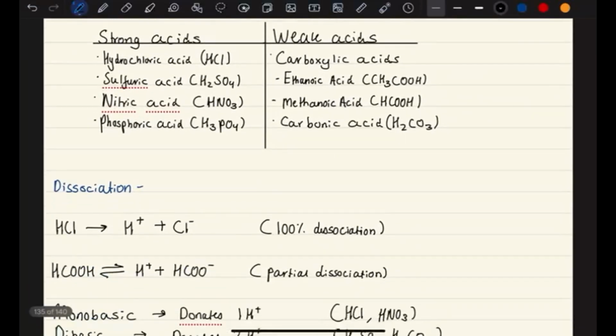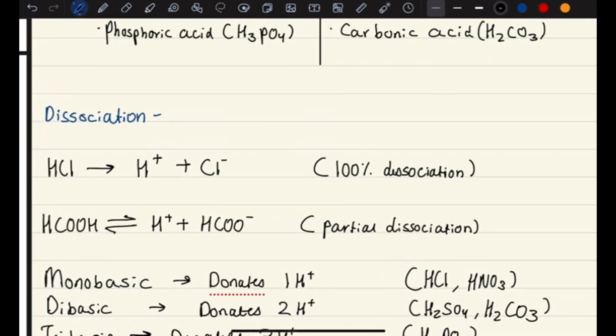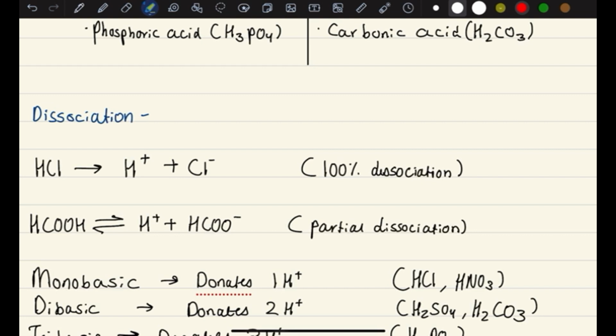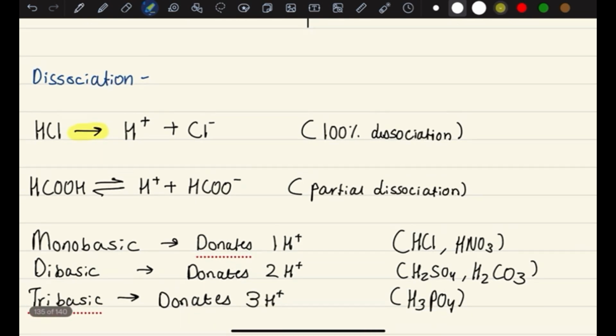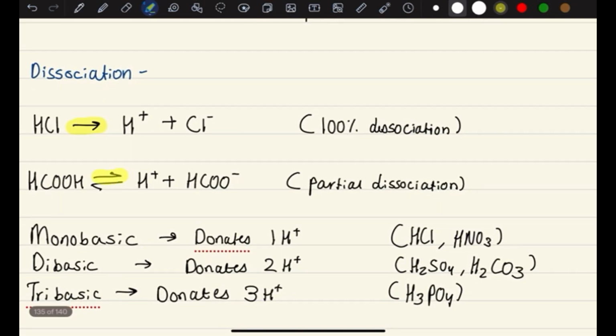Cool. Now, I just wanted to show an example of dissociation. So in dissociation, what you're going to see is you have your acid, it's going to split off into its ions. So that's kind of what dissociation is, splitting into ions. And you've got a H plus ion and a Cl minus. That's 100%. And you can see it because we've shown it with this arrow here, if I highlight it. So that shows a 100% dissociation, yeah? Whereas when we have this carboxylic acid, methanoic acid to be precise, it's partial dissociation, and we're going to represent that with a reversible sign.